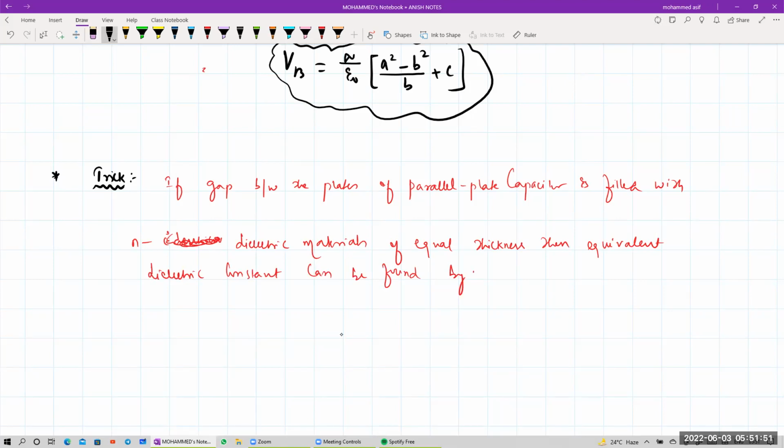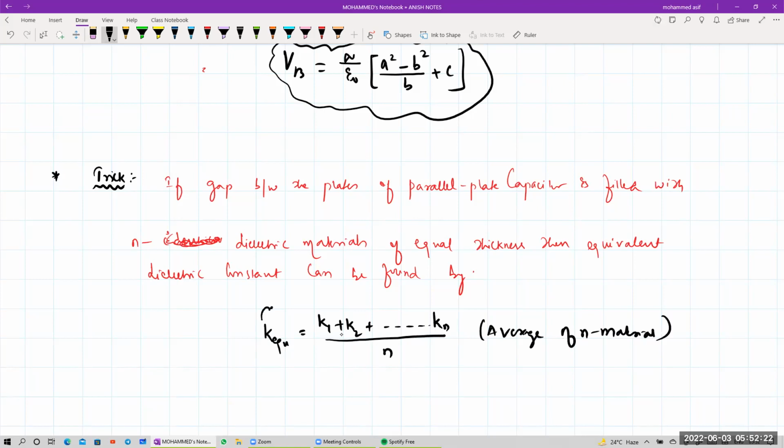If the gap between the plates of a parallel plate capacitor is filled with n identical dielectric slabs of equal thickness, then the dielectric constant can be given by the formula: K equivalent will be equal to K1 plus K2 plus so on up to Kn divided by n. This is the average of your n numbers, the average of your n materials. So K equivalent will be equal to K1 plus K2 plus K3 plus K4 plus so on up to Kn divided by n.